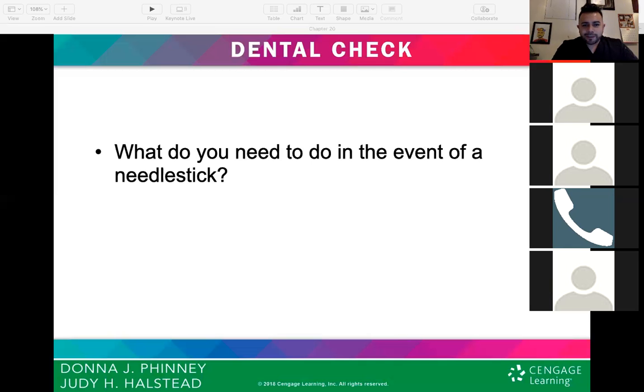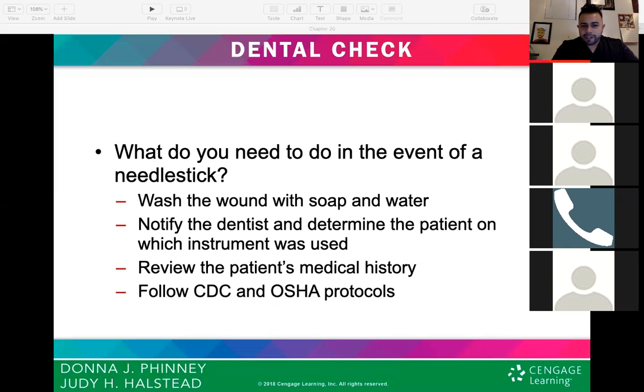Okay, cool. So after that, notify the dentist and determine the patient that the instrument was used on, because you want to review that patient's medical history to see if they have any type of bloodborne pathogens, and then follow the CDC and OSHA protocols. So if your doctor wants to send you to urgent care to get a prophylaxis treatment, then go get that done. Usually that includes testing. So they'll test you for any type of bloodborne pathogens right away. And then usually they'll want you to come back 6 months after that to test again, just because HIV can sometimes take 3 to 6 months to show up on a test after exposure. So that's going to be important.